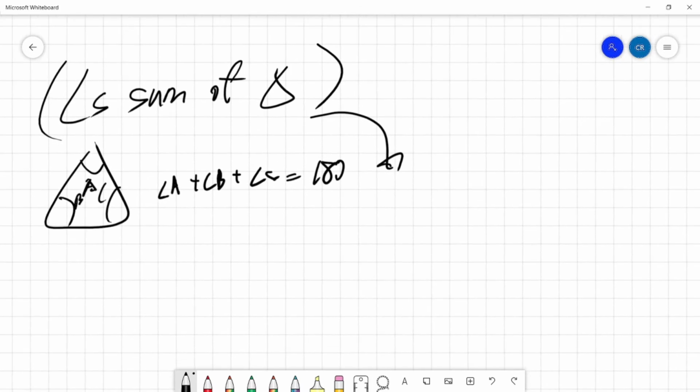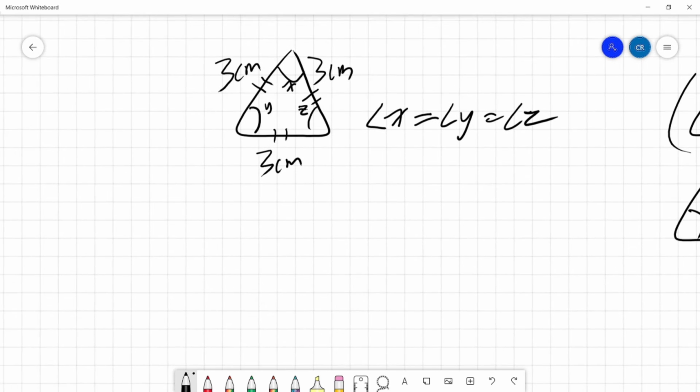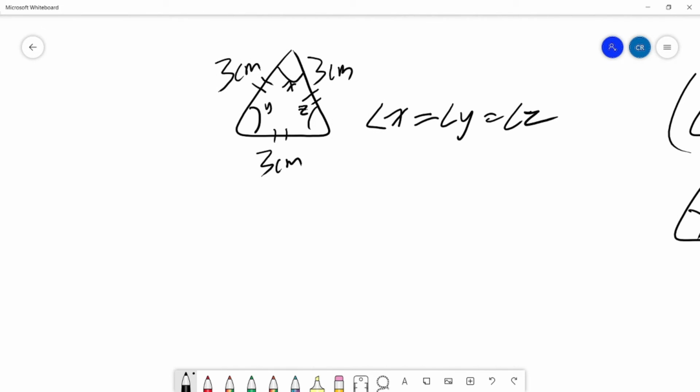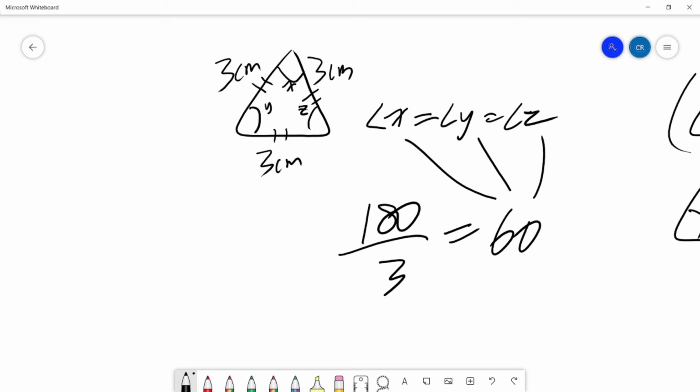So let's go back to this. Since we know that all these sides are the same length, and we know that there are 3 interior angles, and we know that the triangle adds up to 180, we can just do 180 divided by 3 equals 60, and that is what x and y and z are. And that's my theory proven.